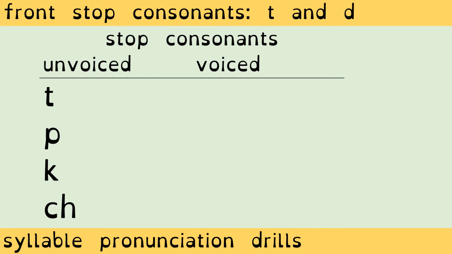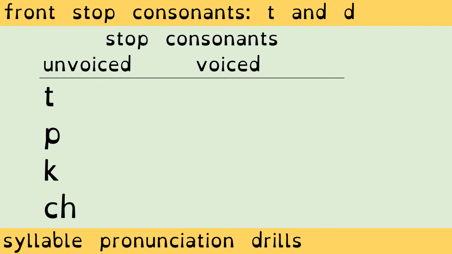The other 3 are pretty straightforward. The first sound in each of these letters' names is the sound that the letter represents. The T makes the T sound. The P makes the P sound. The K makes the K sound. Now, each of these consonants is unvoiced.